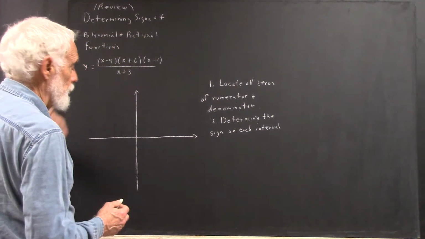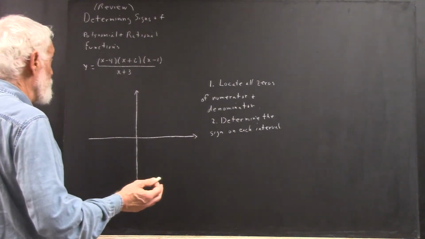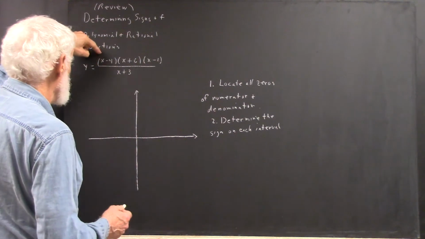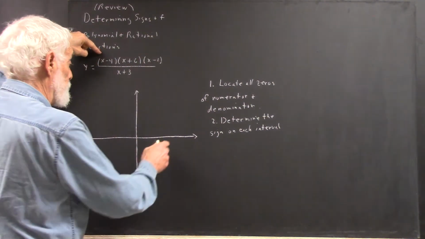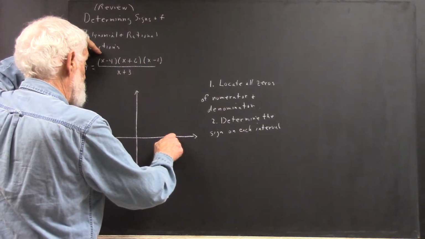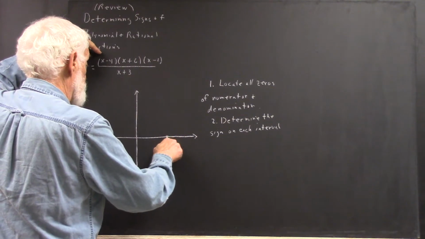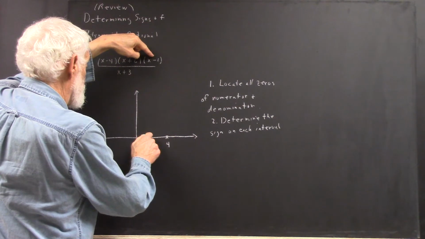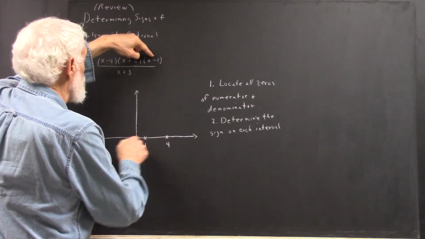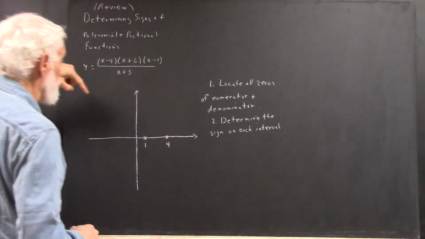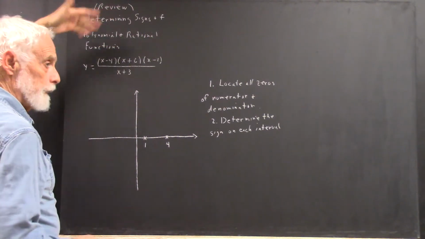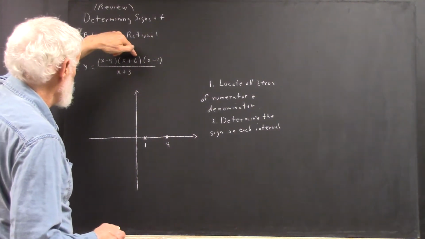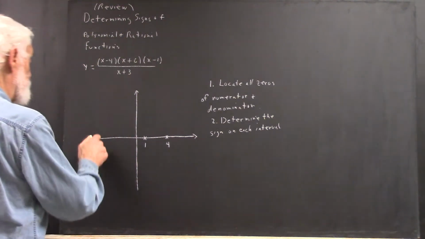Looking at this function, I'm assuming everybody knows how to get the zeros. When x is equal to 4, the whole thing is going to be 0. The numerator is going to be 0. Okay, so I'm going to put a little x here at x equals 4. When x equals 1, the numerator is going to be 0, because you plug in 1, do it yourself. If you don't believe me, you're going to get 0. And if x is equal to -6, you're going to get 0.